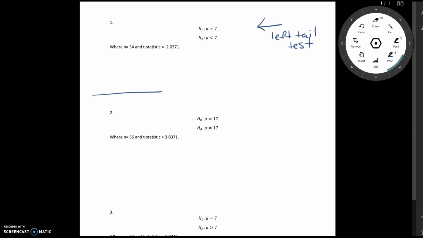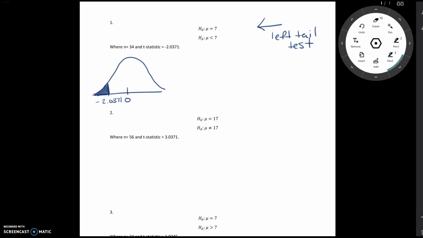If we drew a picture of what the distribution would look like, we'd have our t-distribution, which is centered at 0, and our test statistic is negative 2.0371. We are interested in the area to the left of that test statistic, and this area is equal to the p-value. So we need to figure out what that area is.